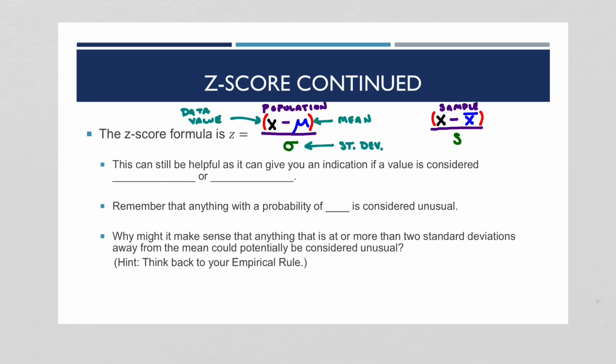Now, as mentioned earlier in the video, your calculator will be able to do most of this heavy lifting for you, where you're not always going to have to, for example, calculate the z-score and then reference a table of some sort, because you won't be provided a table in this class, admittedly. But the z-score can still be helpful to you. It can give you an indication if a value is considered extreme or unusual.